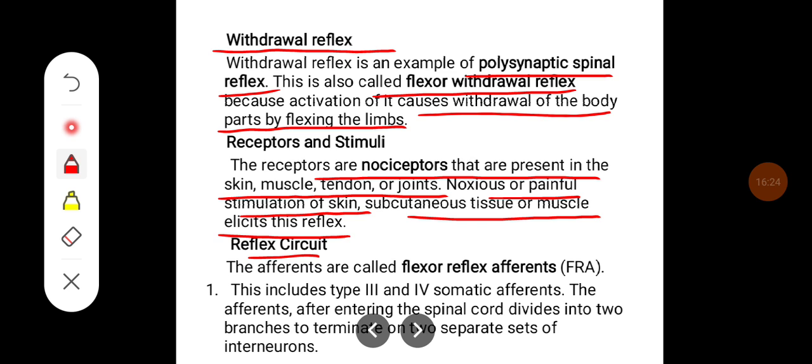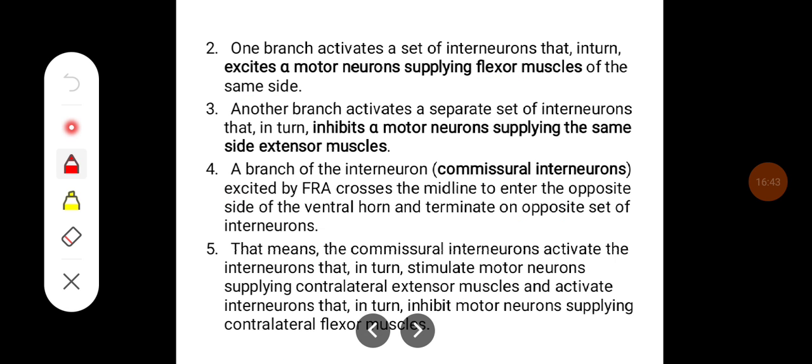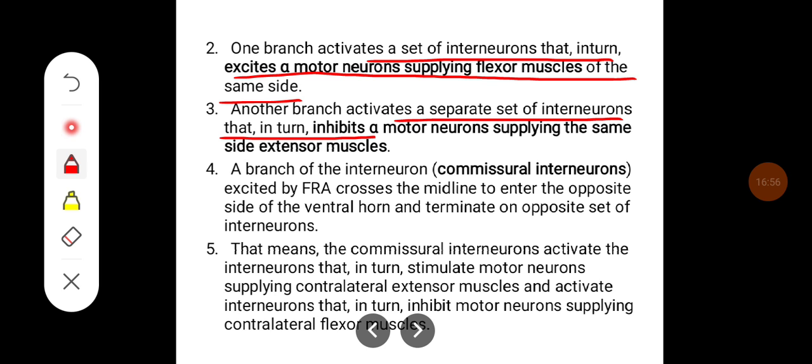If you see the reflex circuit, the afferents are called flexor reflex afferents. This includes type 3 and type 4 somatic afferents. The afferents after entering the spinal cord divide into two branches to terminate on two separate sets of interneurons. One branch activates the set of interneurons that in turn excites alpha motor neurons supplying the flexor muscles of the same side. Another branch activates a separate set of interneurons that in turn inhibits alpha motor neurons supplying the same side extensor muscles.